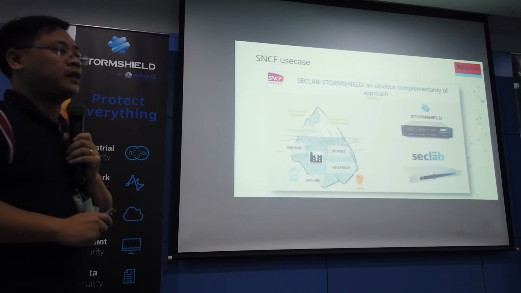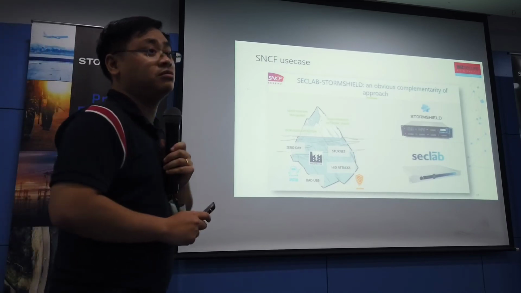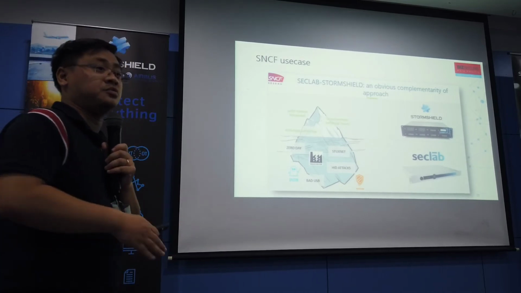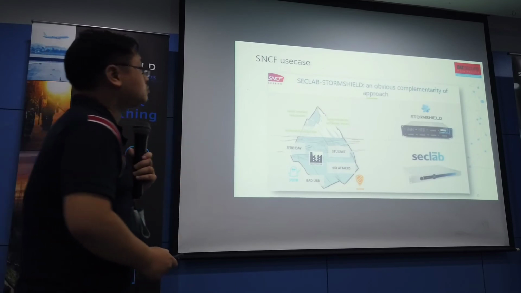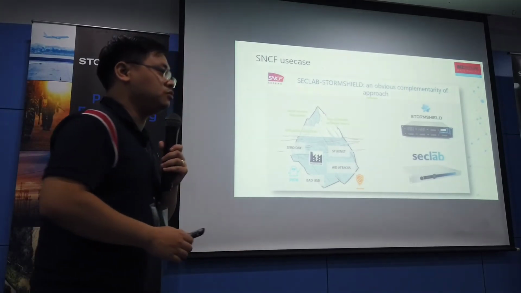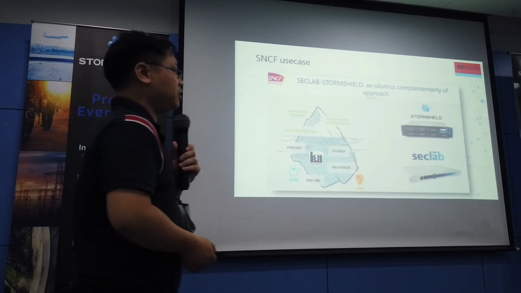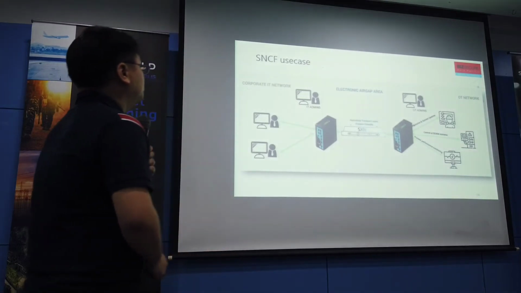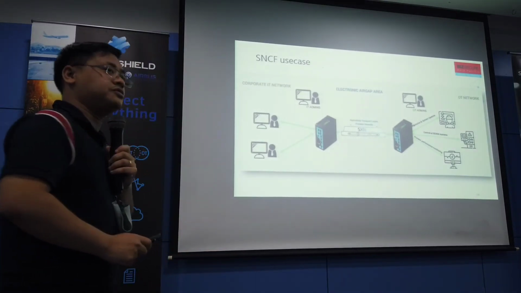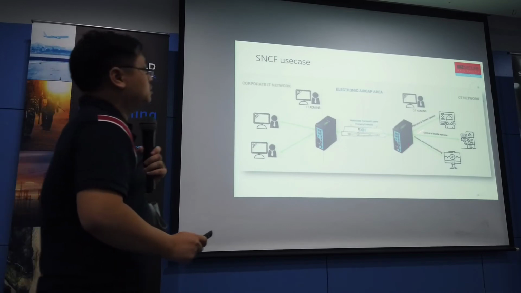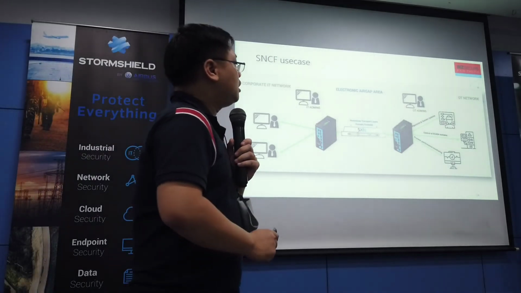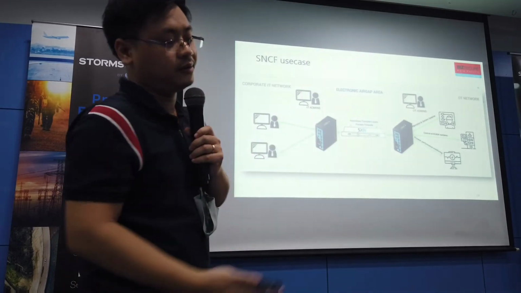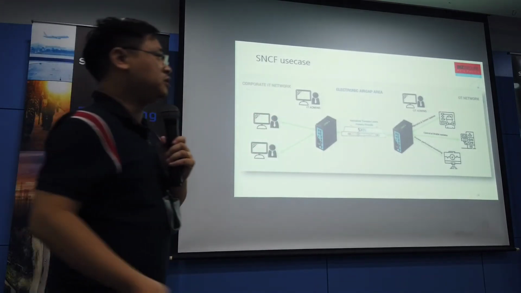If you don't know SNCF, it's the national train company in France. They have the headquarters in France, but it goes all over Europe. And they use that to protect, of course, their critical infrastructure. How do they do it? They have two firewalls, two StormShields, here and here. And what they want is to connect the IT to the OT. That's Industry 4.0, we connect everything. Same story.